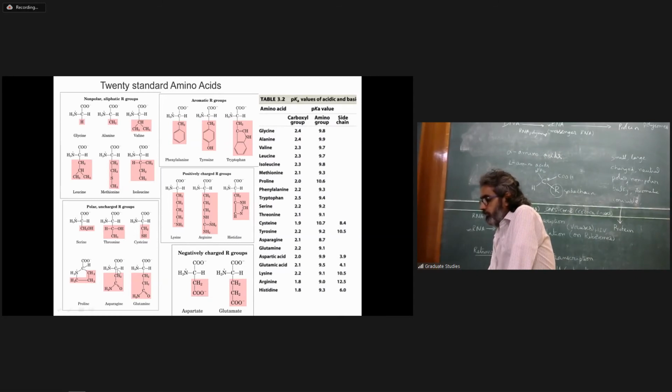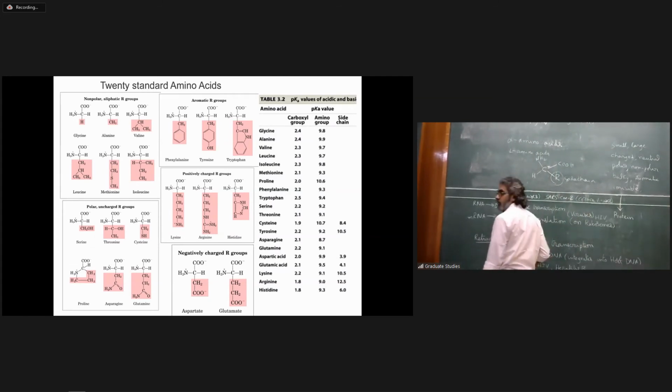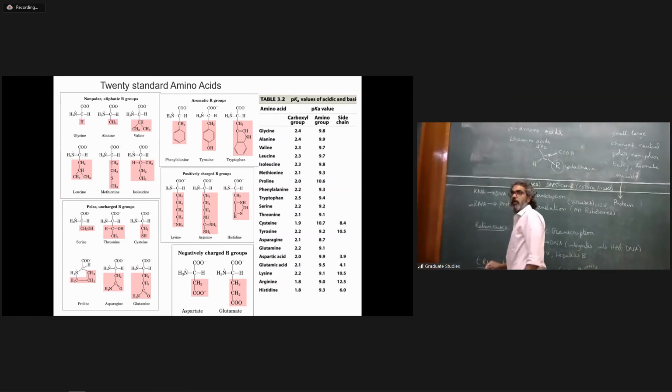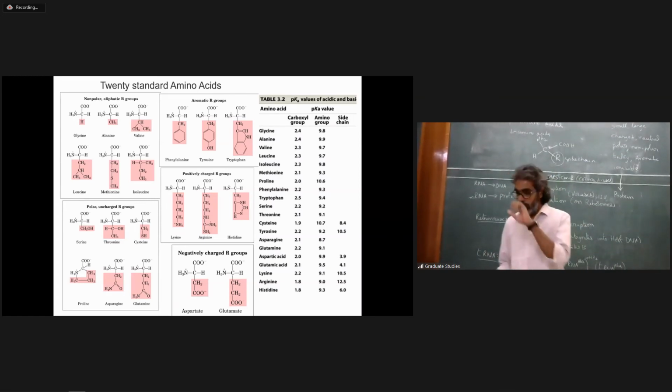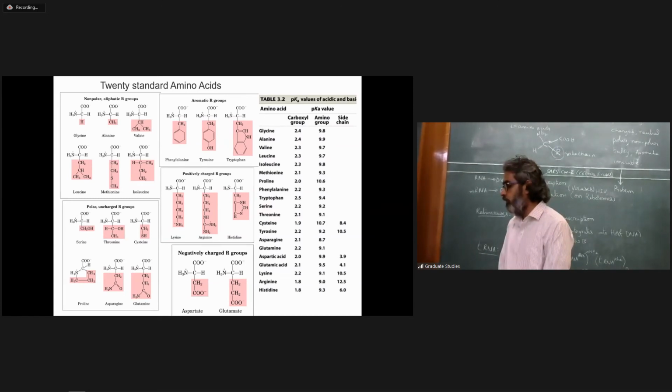So side chains, for example, serine, threonine, and tyrosine, they have OH groups. These OH groups can undergo further what are called post-translational modifications. Maybe I'll continue this in the next class. I'll talk a little bit more about properties of these side chains, how they might be useful in certain proteins, and then grossly post-translational modifications.